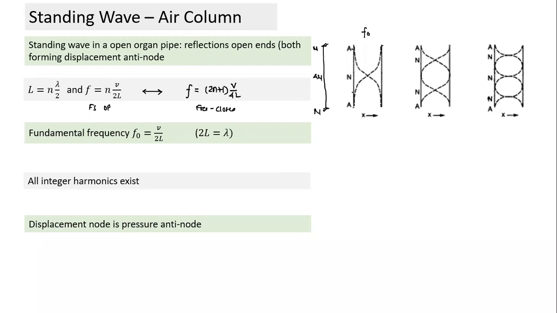What do you understand from here? See, but in case of string fixed at both ends, they are similar. What is similar in both ends? Both ends form a node. Yes, sir. What happens in case of an open pipe? Both ends form an antinode.